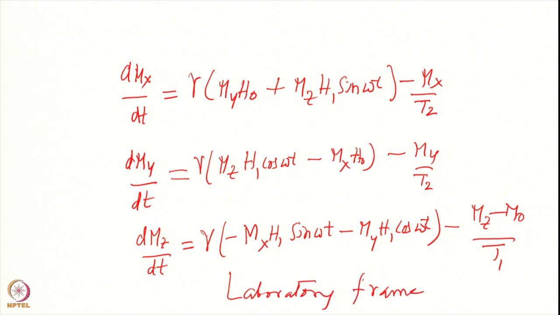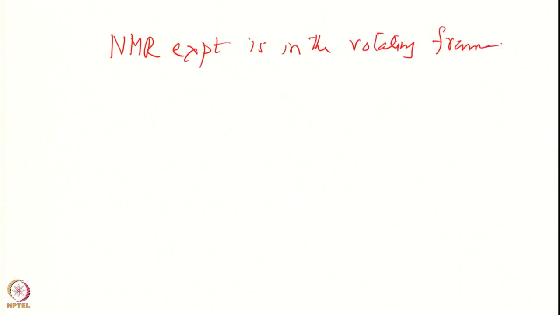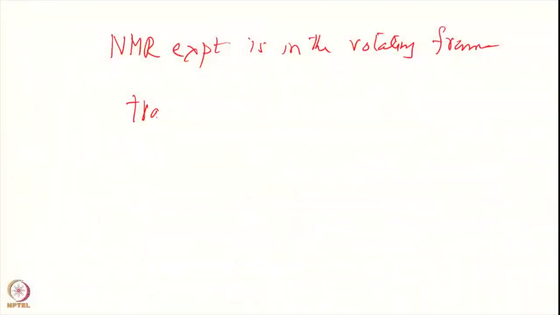But the NMR experiment is actually done in the rotating frame. That is as if you are sitting on the RF and looking at the magnetization, how it is spinning. Therefore, the main RF frequency gets subtracted out, and the time dependence goes away in the rotating frame, meaning you sit on the RF and look at the magnetization. Therefore, you can transform the equations into the rotating frame. I am not going to give the details of that, but I will only give you the results.